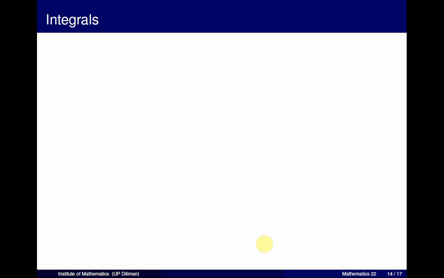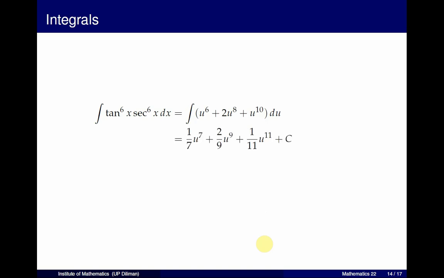Integral, and distributing the u to the 6th gives us the integral of the quantity u to the 6th plus 2u to the 8th plus u to the 10th du. And we can integrate this directly to give 1/7 u to the 7th plus 2/9 u to the 9th plus 1/11 u to the 11th plus c.